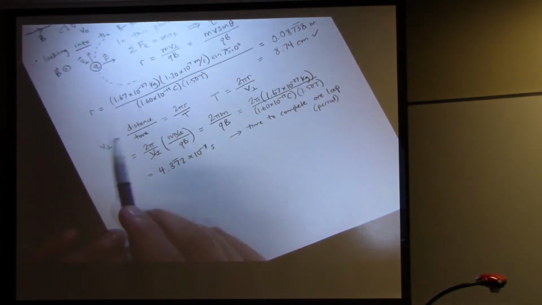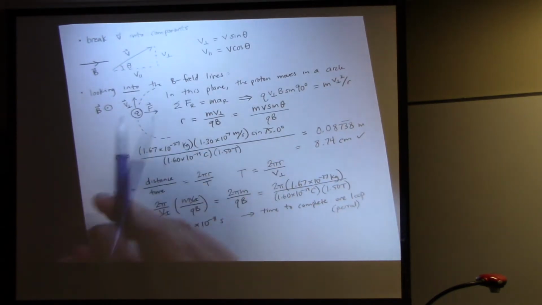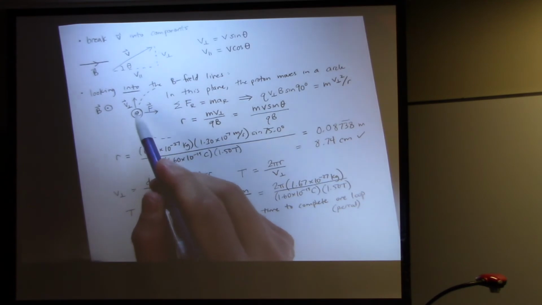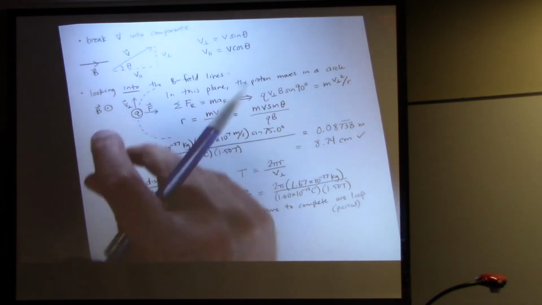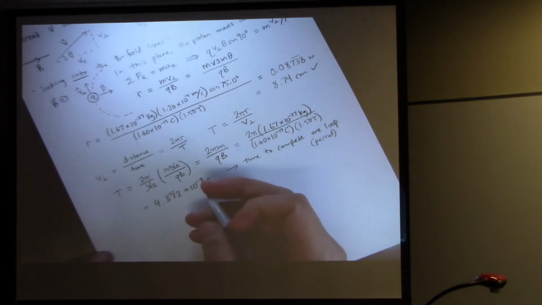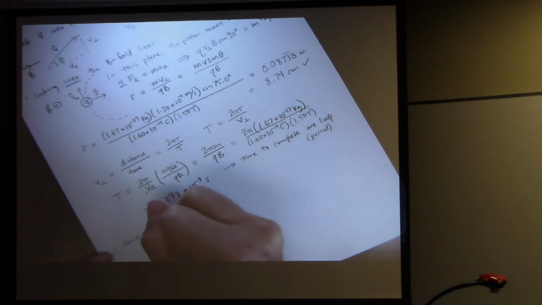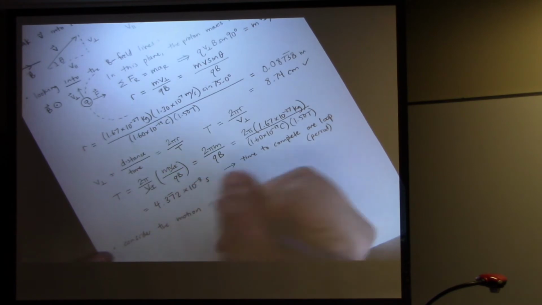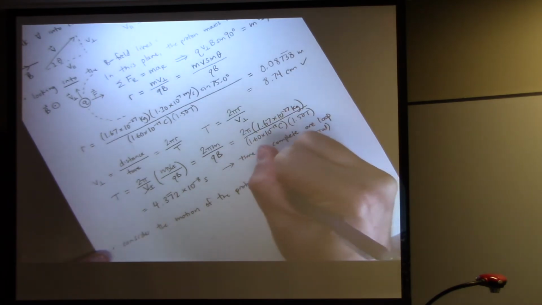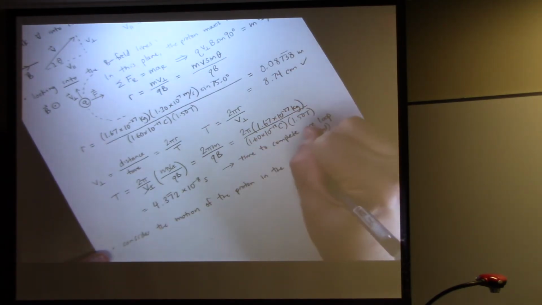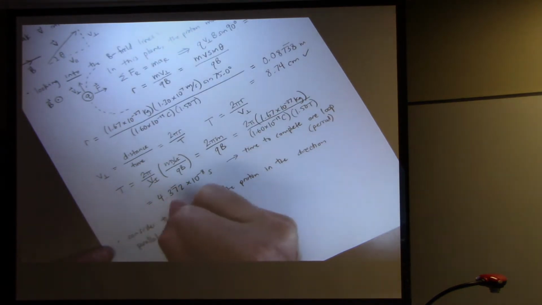Okay, so what have we done so far? We started by taking the perspective where we're looking into the B field lines. And what we see in that plane is the charge moving in a circle. Now let's take a different perspective. So here, let's consider the motion of the proton in the direction that's parallel to the B field lines.